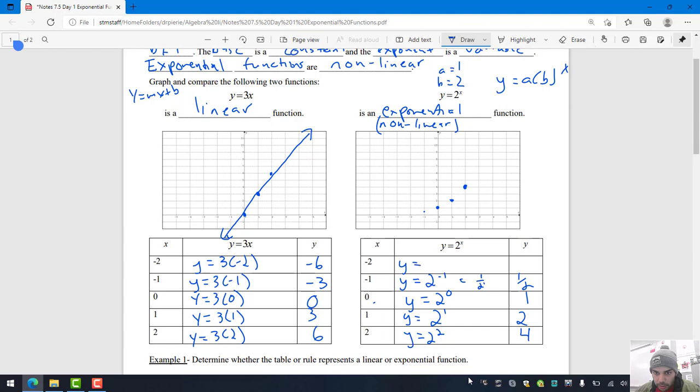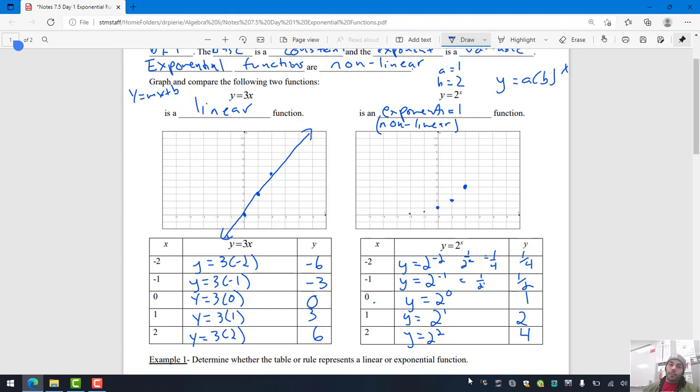Let's plug in -2. If I have 2 to the negative second power, it's the same thing as 1 over 2 squared. 1 over 2 squared is the same thing as 1/4. When I plug in -2, I should get 1/4. Let's plot it. (-2, 1/4) is way down here, super, super close to 0, but just above it.